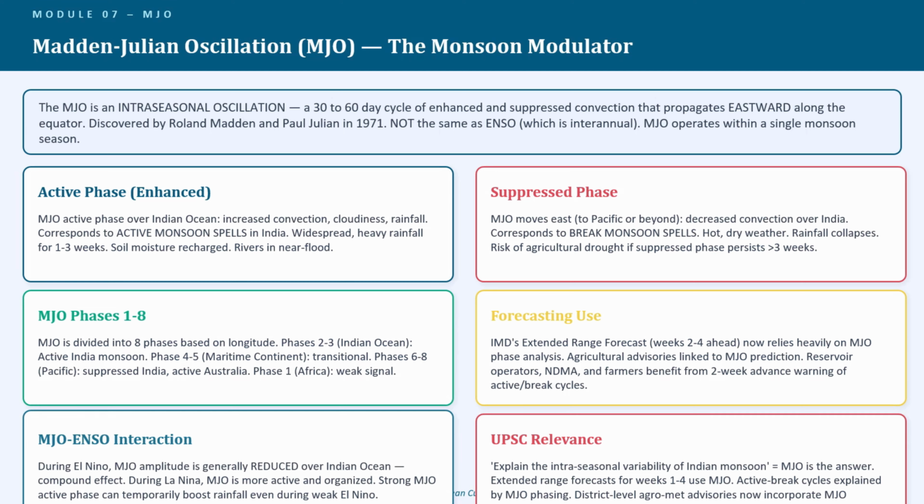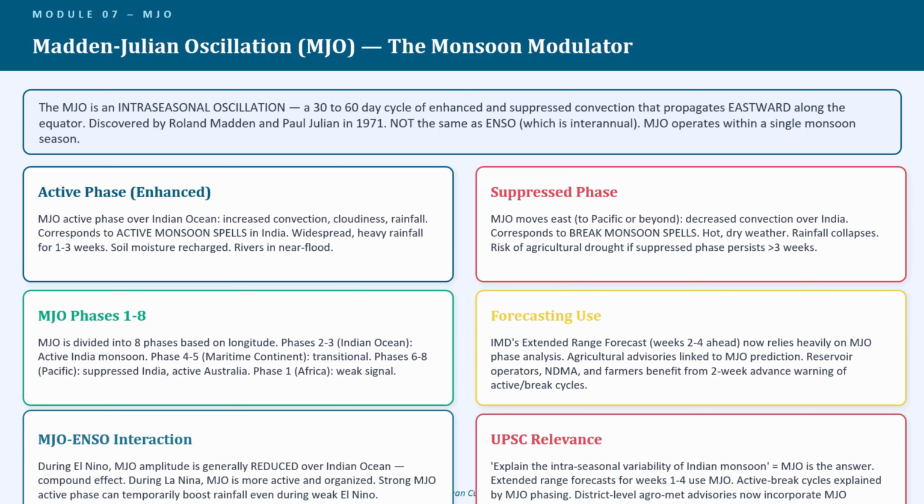How does it work? The MJO is a large-scale envelope of enhanced convection, cloudiness, rainfall, and rising air that propagates eastward around the equator. It is not a fixed region of rainfall but a traveling system. As it moves eastward, it alternates between an active phase, convection-enhanced heavy rainfall, and a suppressed phase, convection-reduced dry conditions.